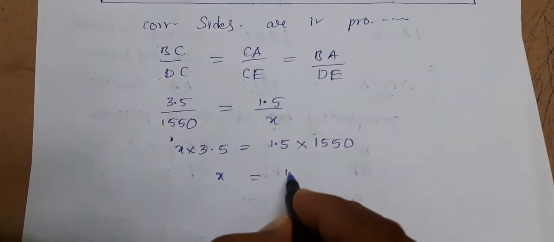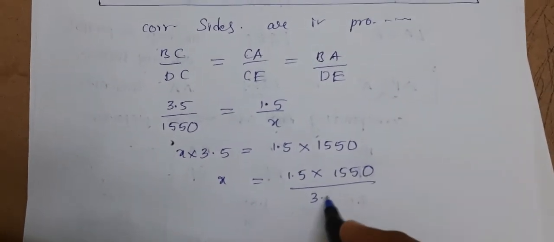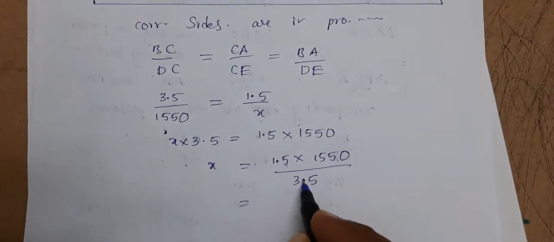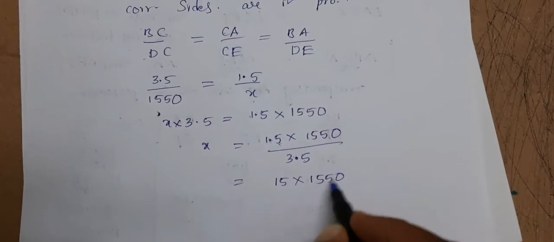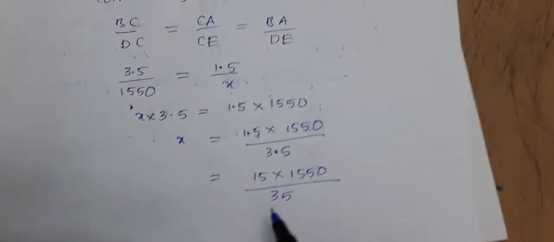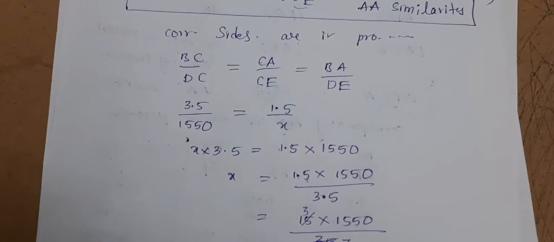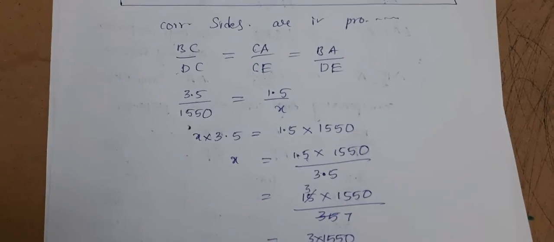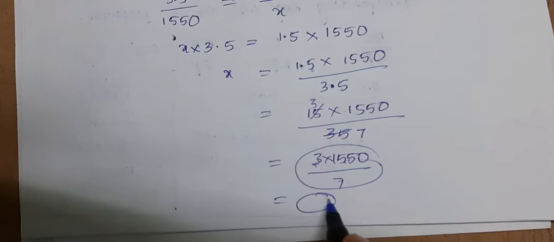So let us do this calculation. This is a task for us. Divided by 3.5, like decimals. So we can remove the decimals: 15 into 1550 by 35. 5 threes are 15, 5 sevens are 35, right? 3 into 1550 by 7. Multiply these two and divide by 7. You will get an answer here. That's it.